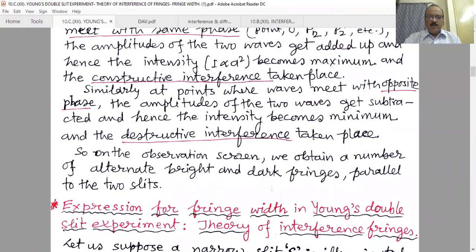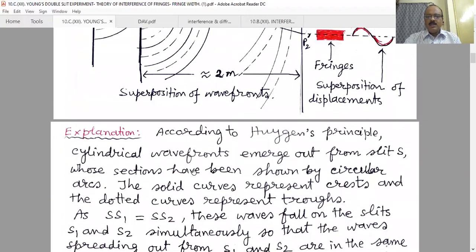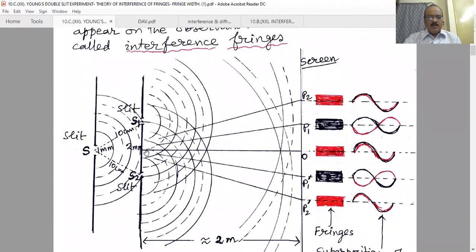So on the observation screen, we obtain a number of alternate bright and dark fringes parallel to the two slits. In this way, Young's experiment successfully observed the bright fringes and dark fringes, that is constructive and destructive interference, or as a whole, the interference pattern on the screen. And in this experiment, it is very important that Young obtained two coherent sources, S1 and S2, on the same wavefront. Therefore, S1 and S2 will always be in the same phase.